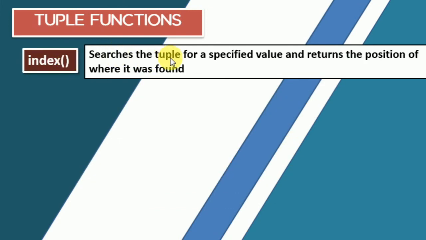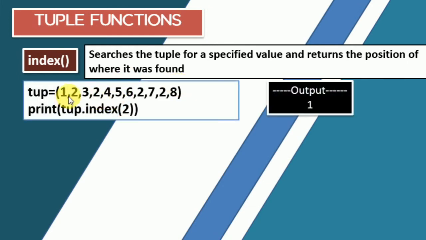Index searches the tuple for a specified value and returns the position where it is found. In this tuple, 2 is here, 1 is here, then next is here, next is here. Now if I write tup dot index 2, it will give me the answer that is 1.